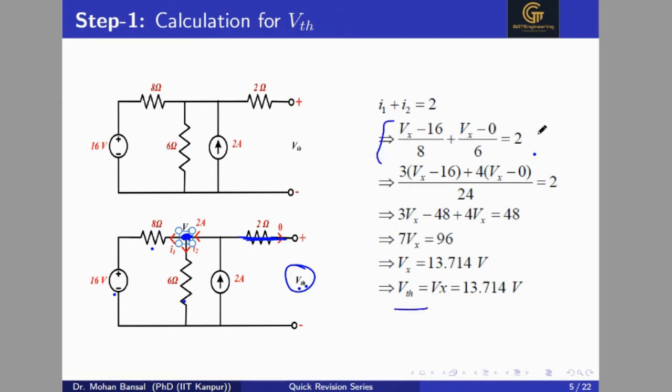This equation can be easily simplified because we have only one variable with one equation, and we can find the value of Vx from here, and that is 13.714 volt. And we can say that this Vx is nothing but Vth only.